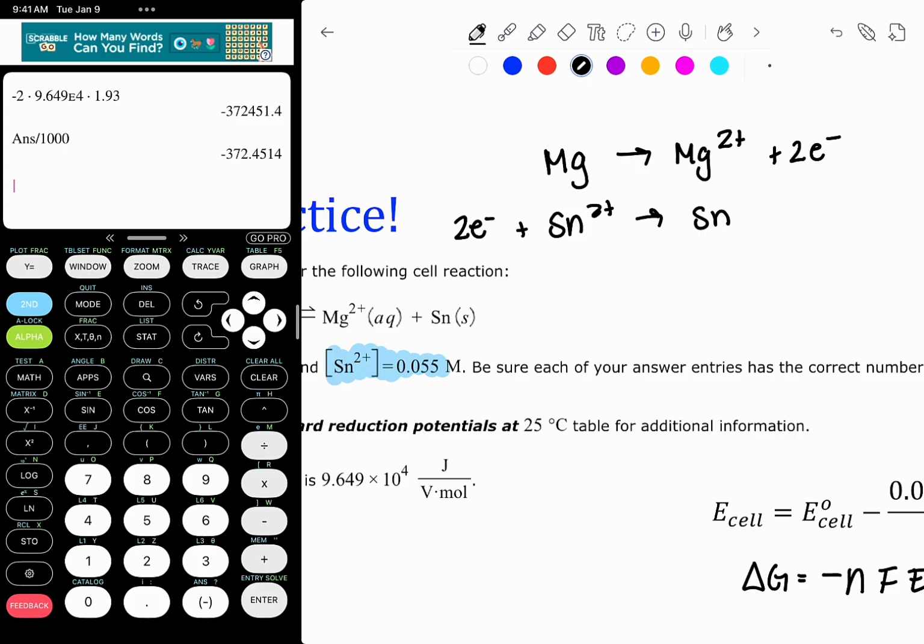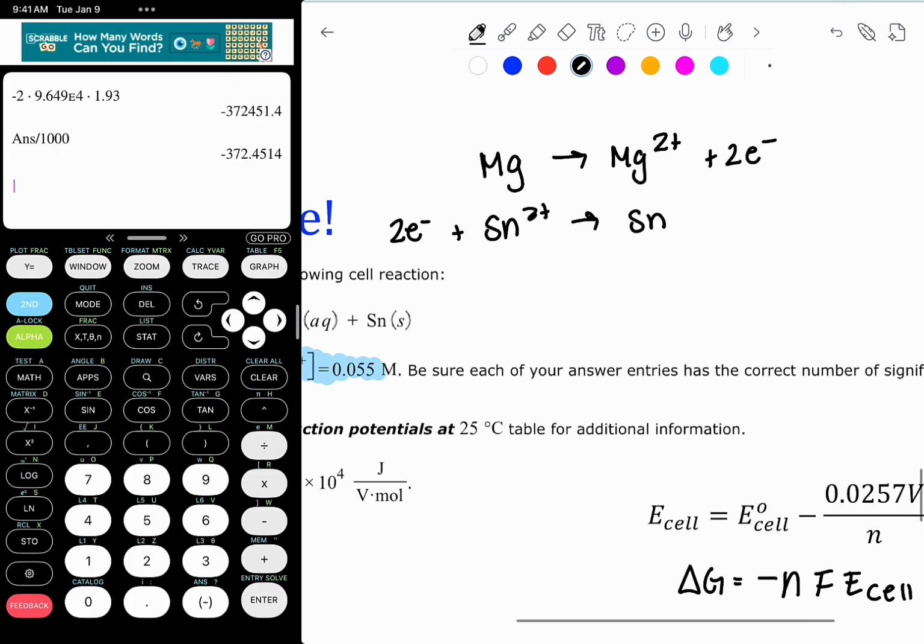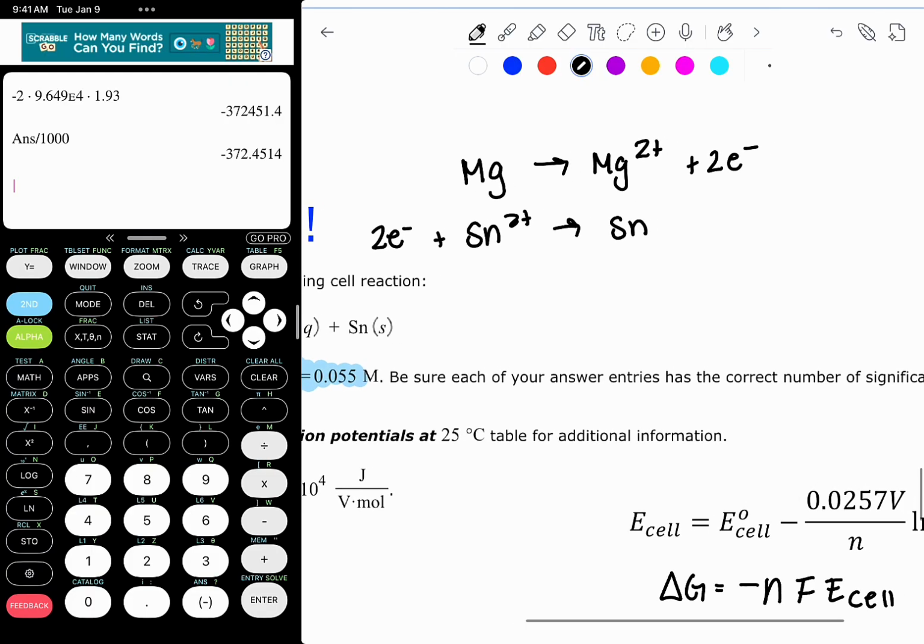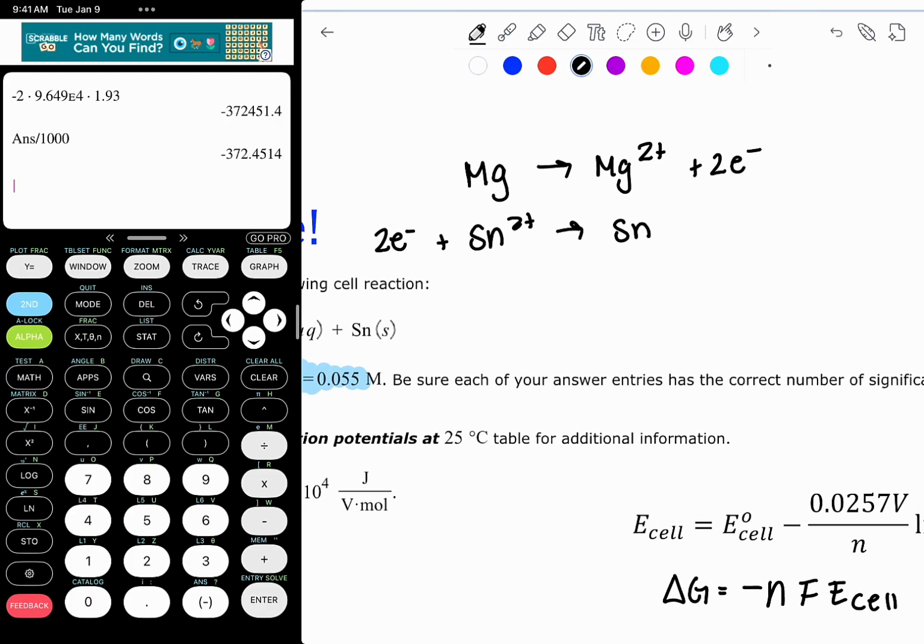I've been using a lot of 2 electrons. A lot of these reactions are 2 electrons, so it's very common. So if we look at our standard reduction potentials for these reactions, I think the magnesium is negative 2.37 and the tin is negative 0.14.